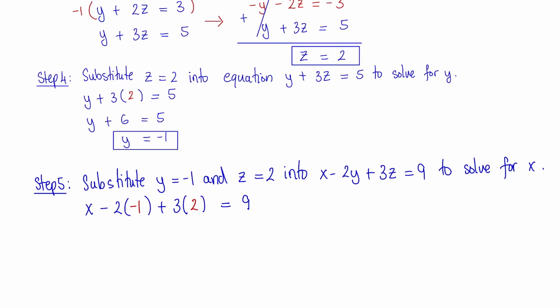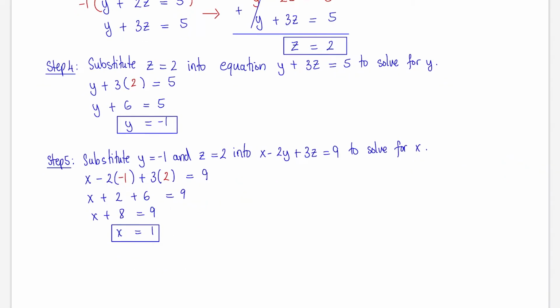Negative 2 times negative 1 is 2. And 2 times 3 is 6. 2 plus 6 is 8. And if I subtract 8 from both sides, I have x equals 1. So I found x, y, and z.